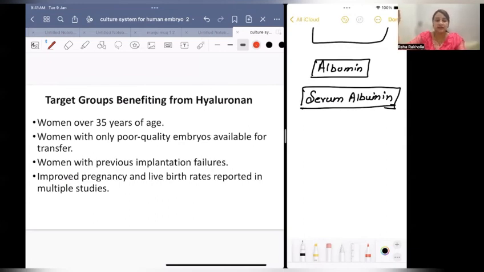These three groups benefit from hyaluronan more. There is more benefit for these three groups.